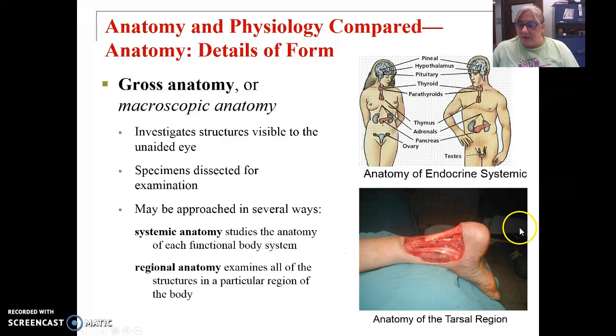Down here, we could teach system anatomy of a region, or not system anatomy, I'm sorry, regional anatomy. And this is typically associated with upper level courses where you're studying all the structures in one region. So this would be the tarsal region, and they might look at the blood vessels, the nerves, the bones associated with this one region, the tendons, everything.